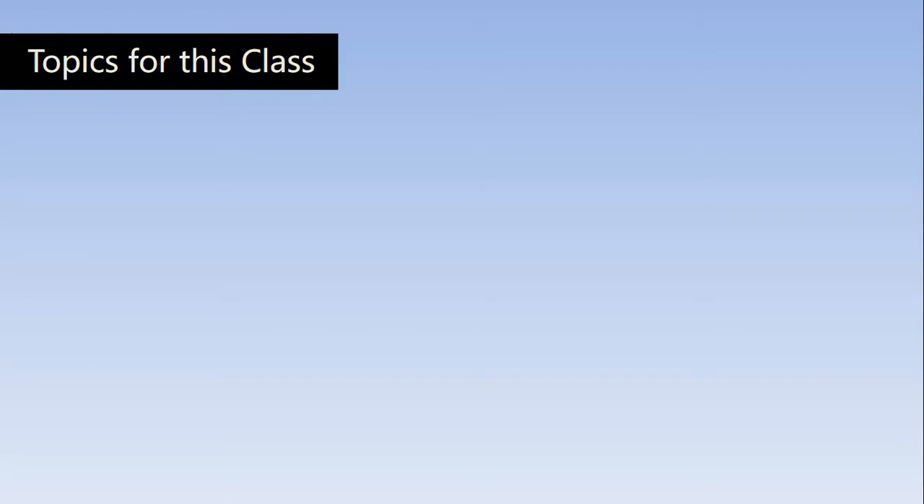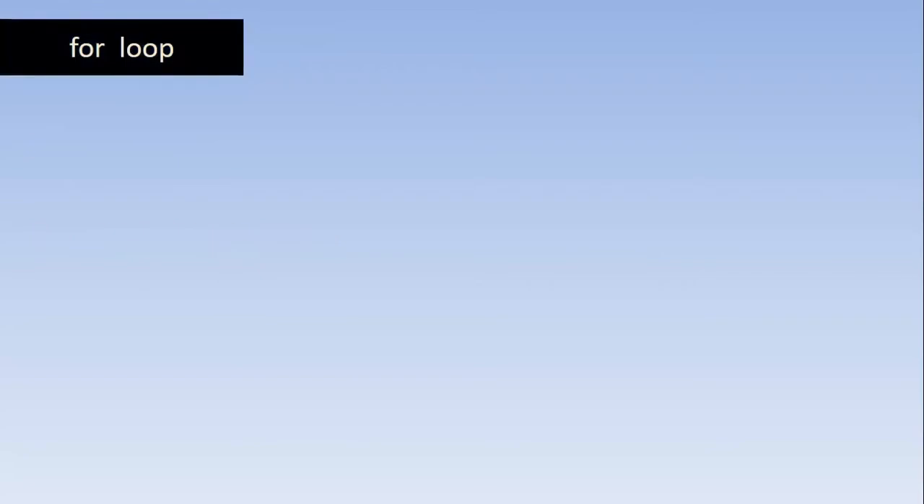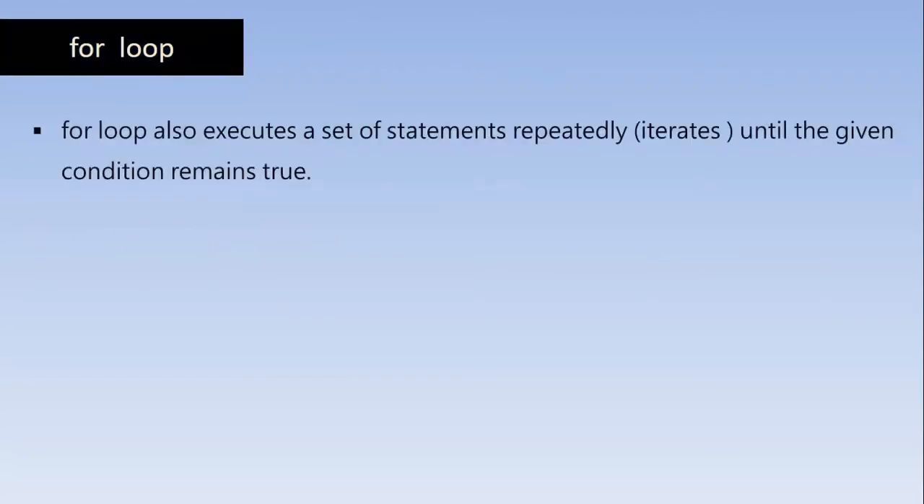And the topic for this class is the last type of loop, that is the for loop, and we'll work out some example programs to demonstrate it. First we'll understand how the for loop works. The for loop also executes a set of statements repeatedly until the given condition remains true. Here also, as we did in the last two kinds of loops, as long as the condition remains true, it goes on executing the code block repeatedly.